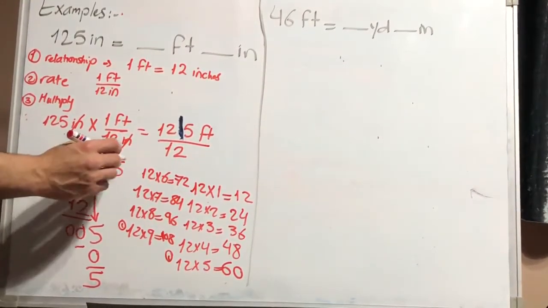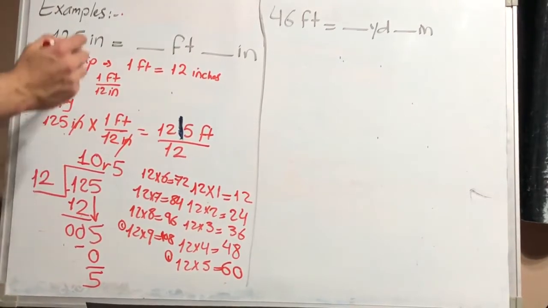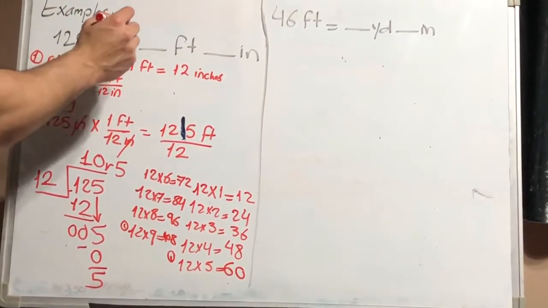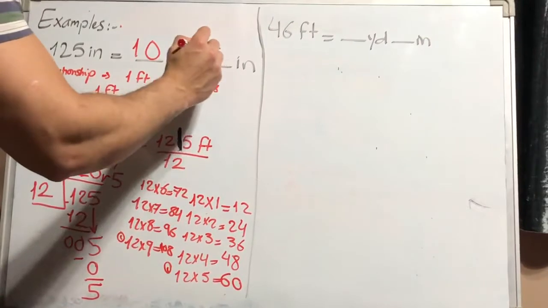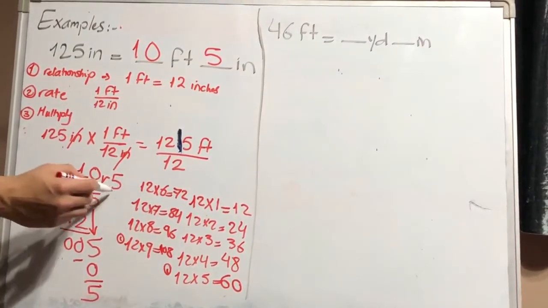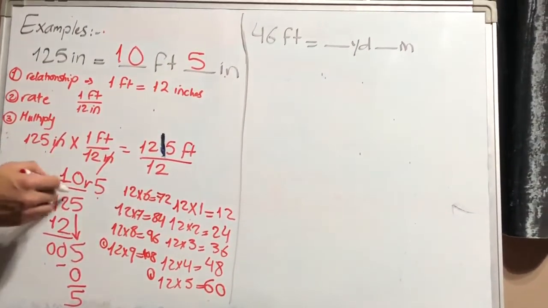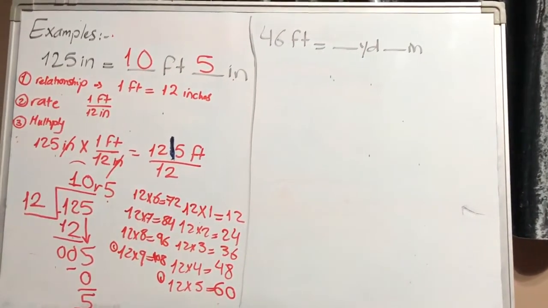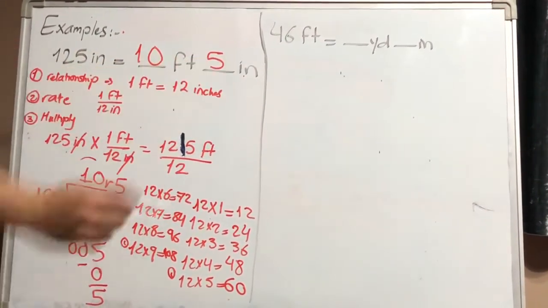10, remainder 5. So 125 inches is 10 feet and 5 inches. The remainder goes in inches and the quotient is the feet. So it's 10 feet, 5 inches.